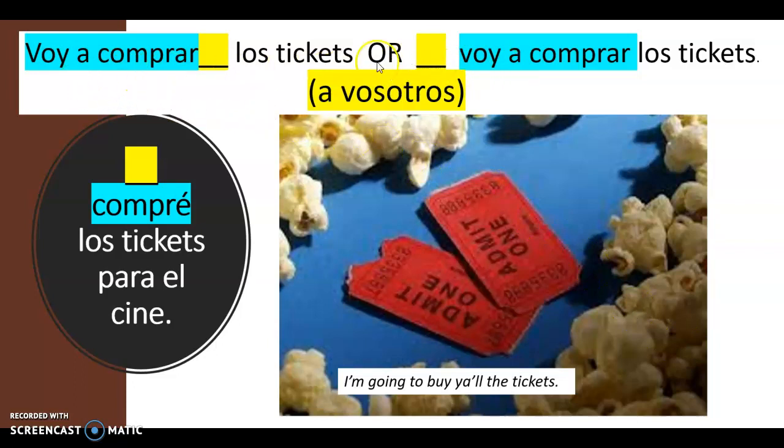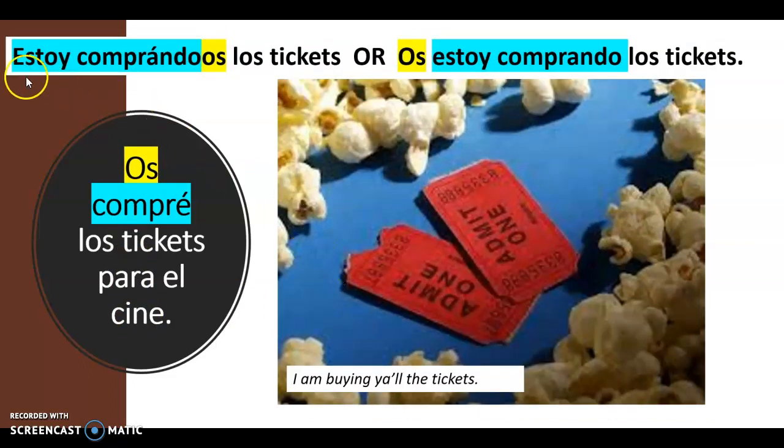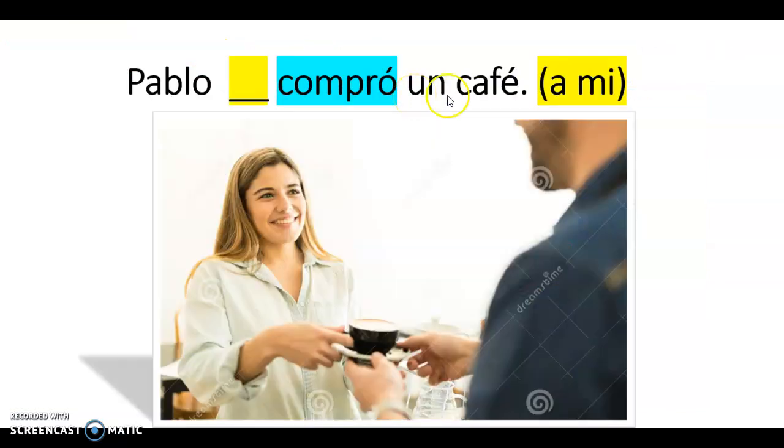Now in Spain, if I'm talking to a group of friends, a vosotros, what would go in the blank? I'm going to buy you the tickets. Os. Voy a compraros los tickets, or os voy a comprar los tickets. Or I bought them for you already. Os compré los tickets. This one looks funny, but it's right. Estoy comprándoos, or os estoy comprando los tickets. So os refers to vosotros in Spain only.